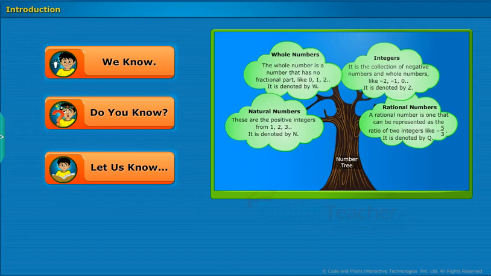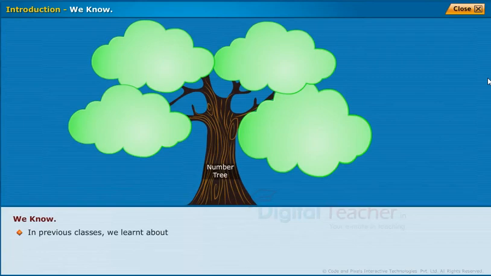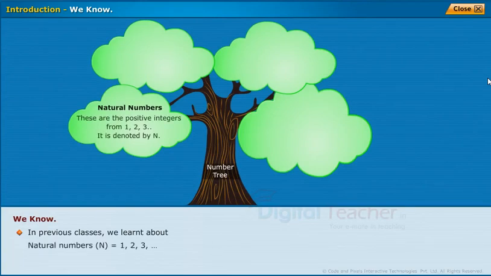Introduction. Before entering into the chapter, follow the instructions shown on the screen. Click each tab to know more. In previous classes, we learnt about natural numbers. These are the positive integers from 1, 2, 3 and so on. It is denoted by N.